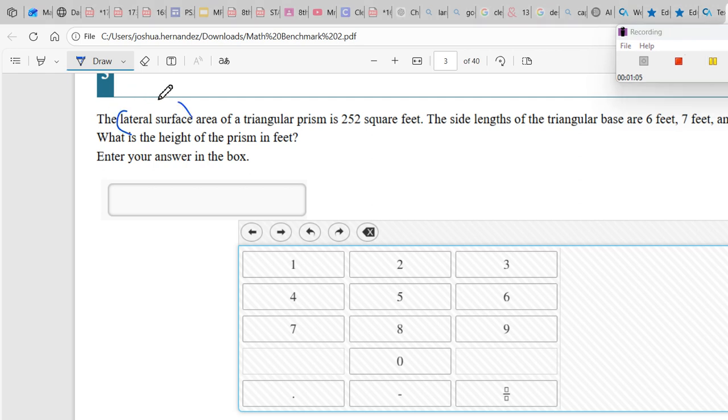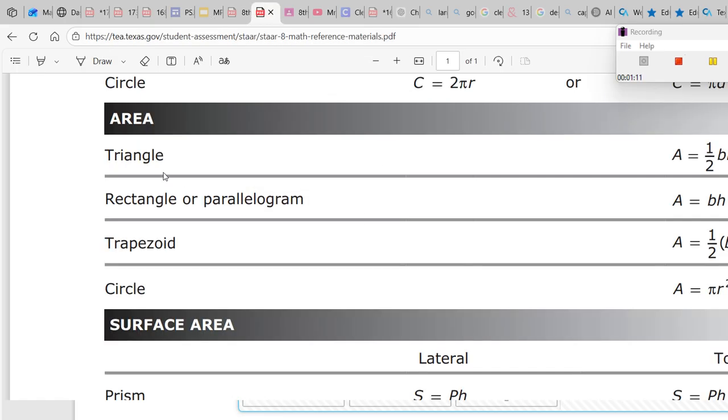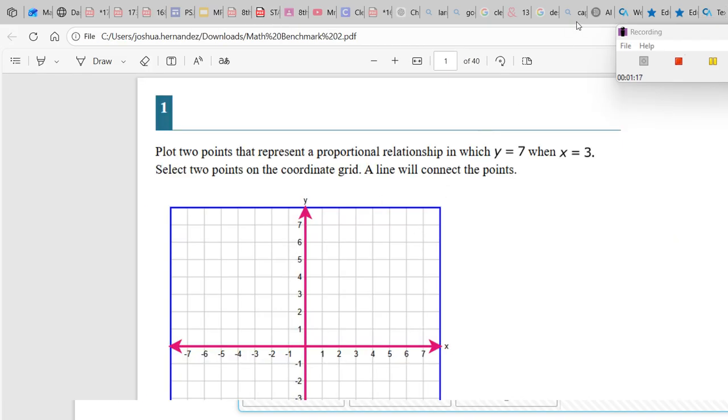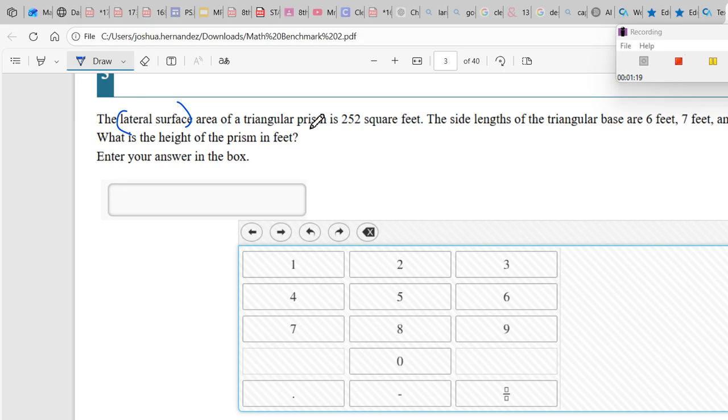Okay, this is going to be lateral surface area of a triangular prism. Just real quick, for surface area of a prism, lateral is just PH. So we're going to go with surface area equals PH. P is the perimeter of the base. It is a triangular prism. This is not the best triangular prism, but it's something like this. This connects here, this connects in the back to here, this one right here.